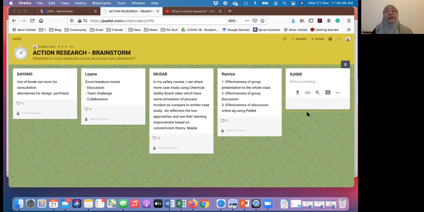Selalunya I think that the most worrying is that boleh ke whatever we do in class, the materials and so on, simple infographic that you produce in class or simple video that you use in class can be actually transformed into research material. Okay, alright.